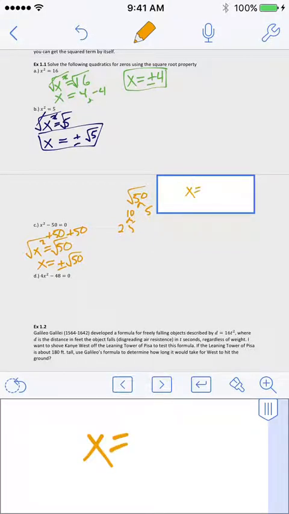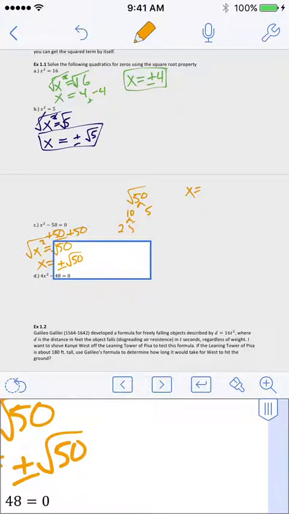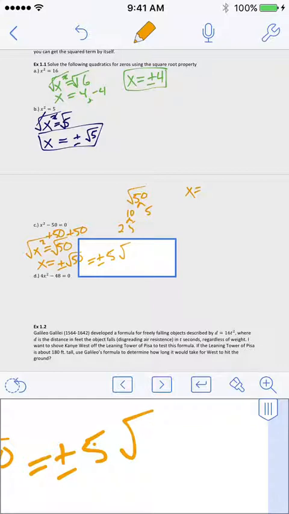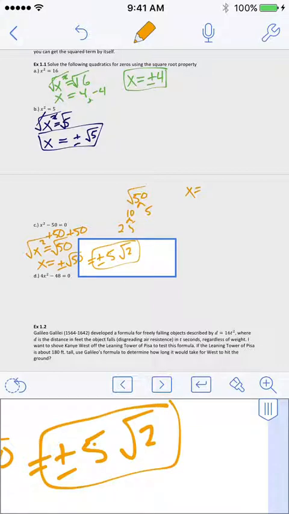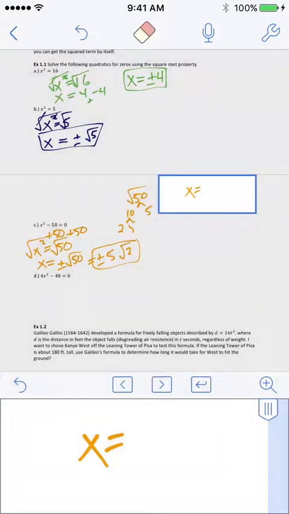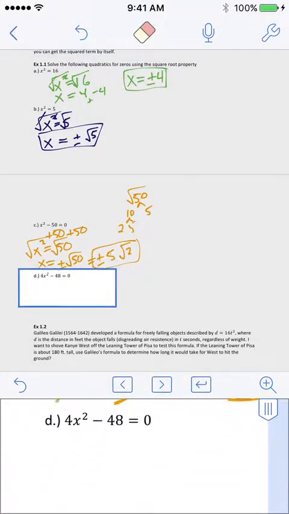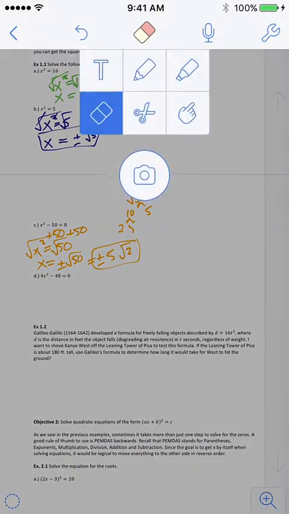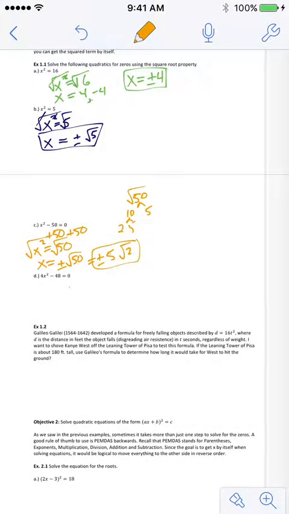So x is equal to plus or minus 5 root 2. And yes, plus or minus 5 root 2 is the only form I will take. Okay, let's try one more, and then we'll do a word problem.